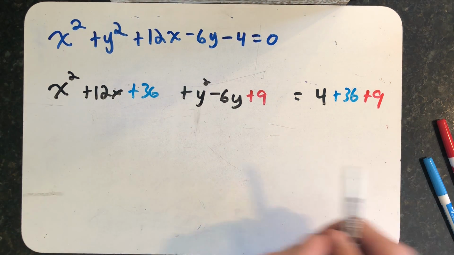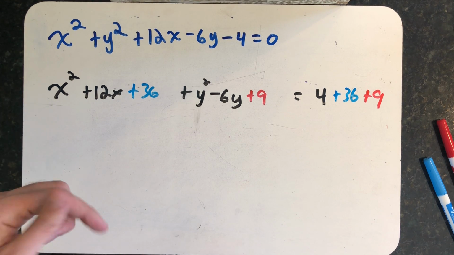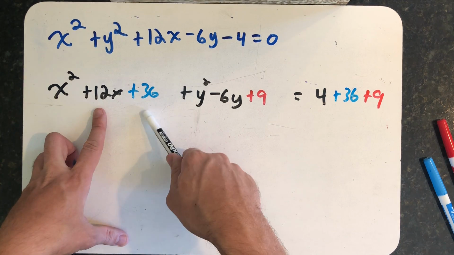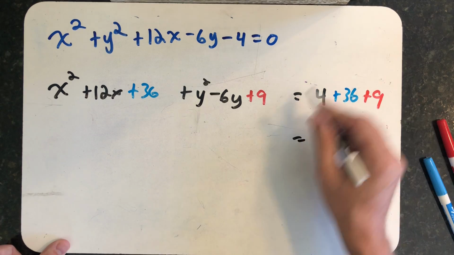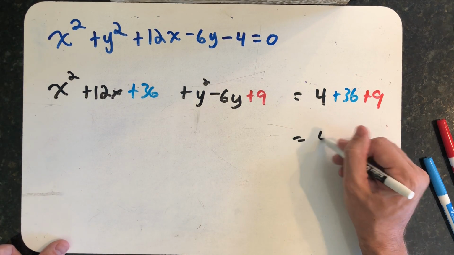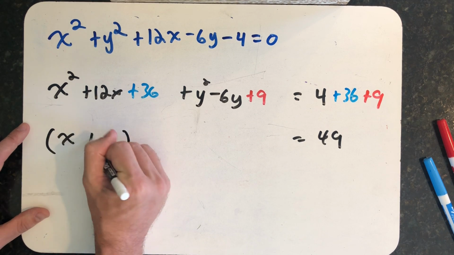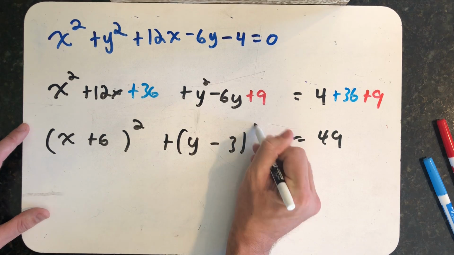Now, on the left-hand side, I've created 2 perfect square trinomials, and if we follow that recipe, dividing the middle term by 2, and then squaring that number, we'll always have created that perfect square trinomial. And on the right-hand side, we get 49 here. All right, so I can factor this. I get x plus 6 all squared, and then y minus 3 all squared.